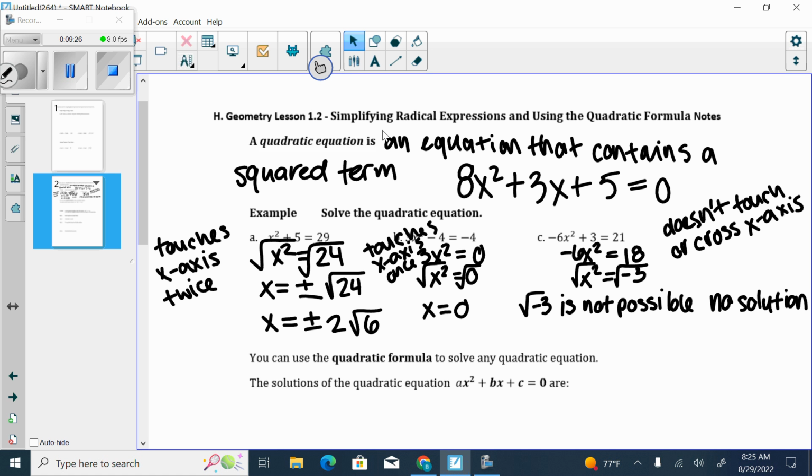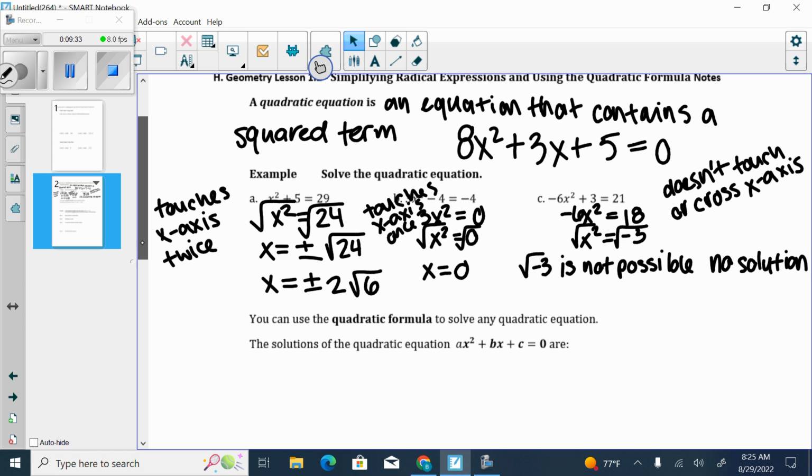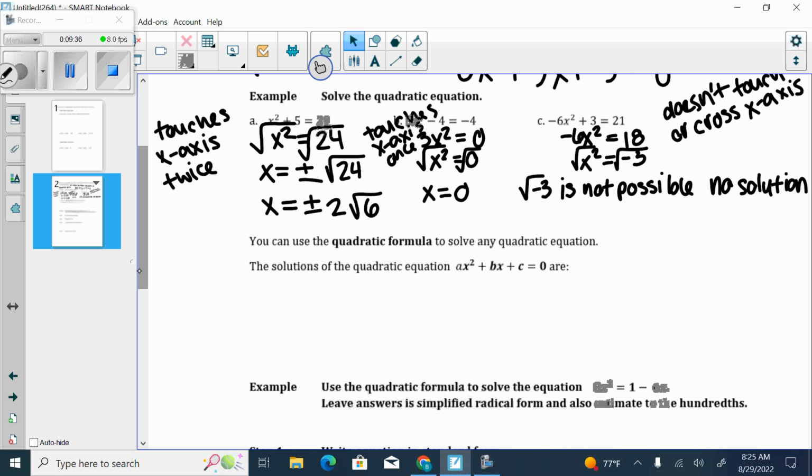So sometimes it's nice like this, we can solve it just like we would any normal equation. Sometimes we have that third term and it's not as easy as that. So this is when you guys would have learned the quadratic formula back in Algebra 1. Does anybody remember what that formula was? Yes. Very good, yes.